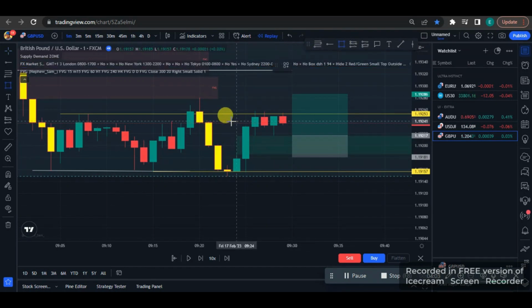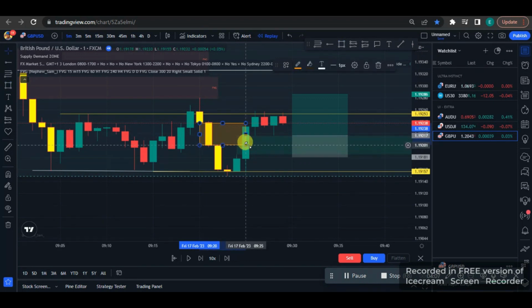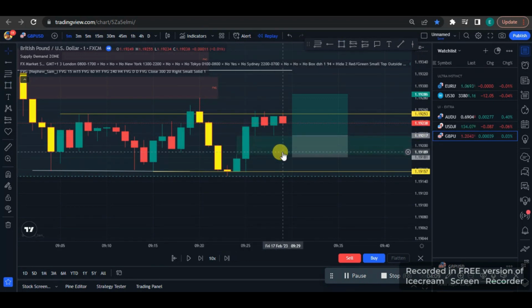Another example of an FVG that didn't show up or has been taken out is this one. So I can easily find it myself. I do not need that indicator. It's just for you guys that don't know how to find it.